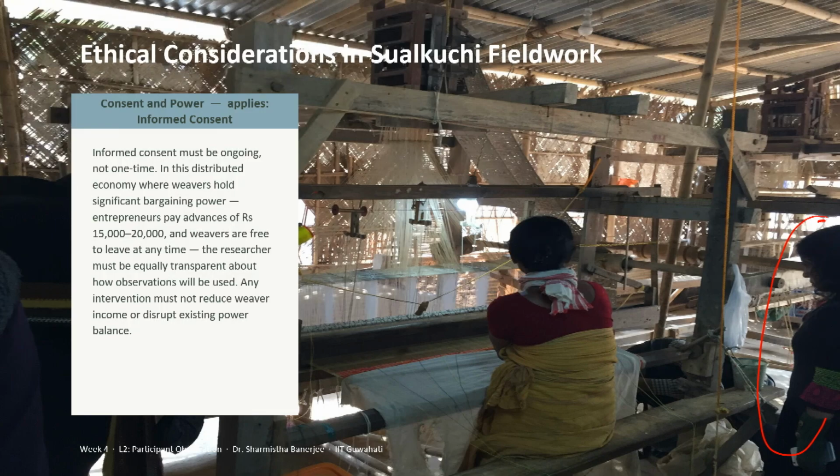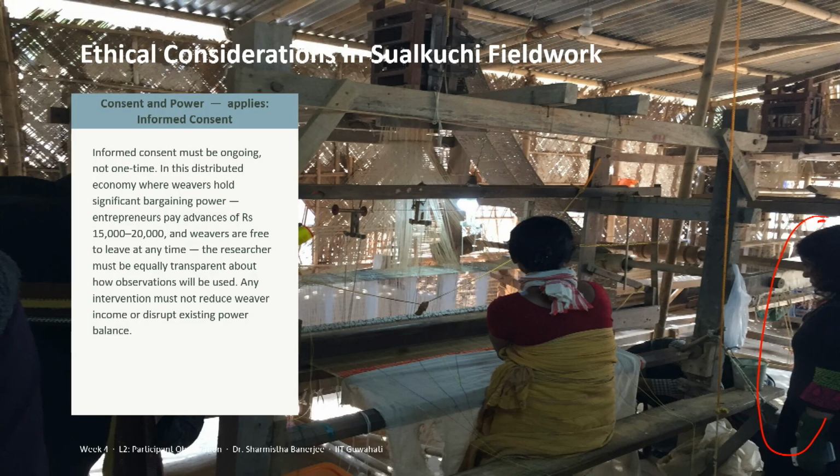In this distributed economy where weavers hold significant bargaining power and entrepreneurs are paying advances of rupees 15,000 to 20,000 and weavers are free to leave at any time, the researcher must be equally transparent about how observations will be used. What it also implies is, if in my observation and in my questioning I am going to take 1 hour of their time, I should also think of how I am going to compensate them adequately for that 1 hour, so that they are giving me that hour, not trying to rush because they are losing money over there.